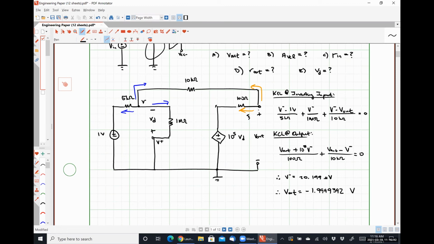Let's do part E while we're at it. We talked a moment ago and said that VD is the voltage present at the non-inverting input terminal, which is 0, minus the voltage present at the inverting input terminal, which is 20.199 microvolts. So obviously then VD is just negative 20.199 microvolts. So let me squeak that in right here.